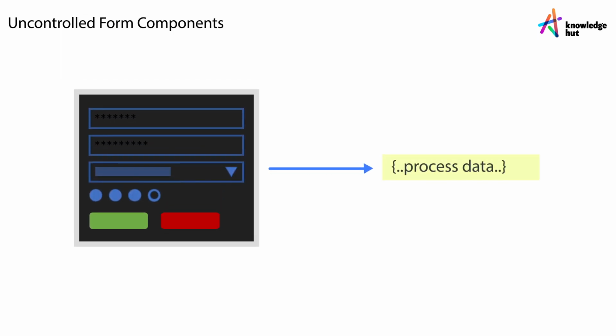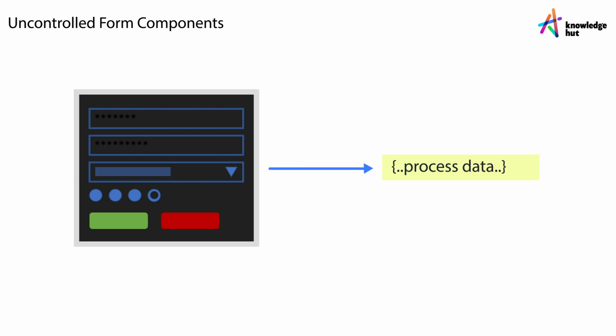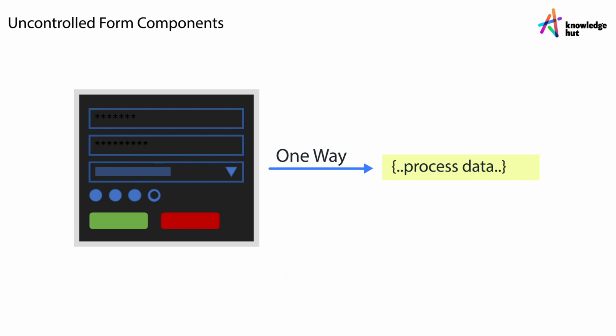If you're only looking to access data once, such as when submitting a form, then you can also implement uncontrolled form components. An uncontrolled form component is simply a component which is not controlled by React. It is a regular form element that is rendered and controlled by the DOM. This kind of relationship is typically one way, where React accesses the DOM version of the form element to retrieve data when needed.